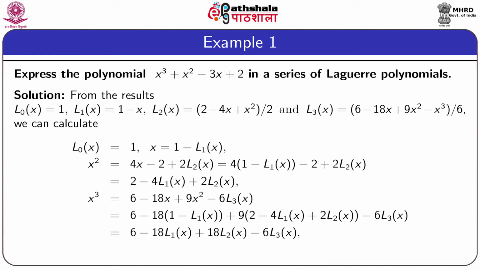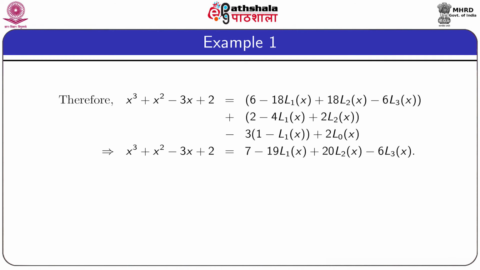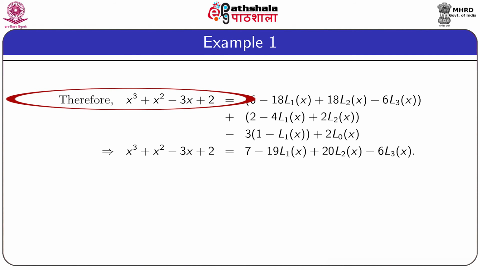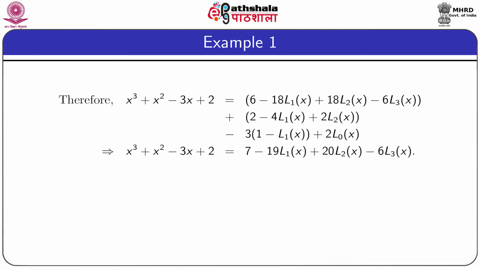In the similar manner, we will get x cube equal to 6 minus 18 L1x plus 18 L2x minus 6 L3x. We substitute all these values in the given expression of the polynomial, and we will get x cube plus x square minus 3x plus 2, which after simplification gives 7 minus 19 L1x plus 20 L2x minus 6 L3x.